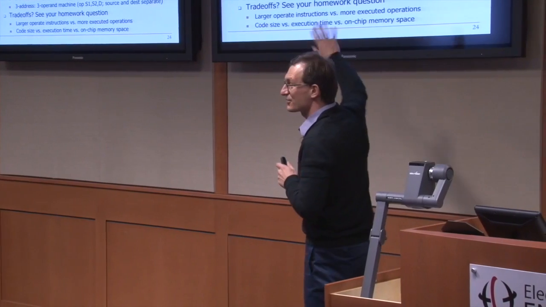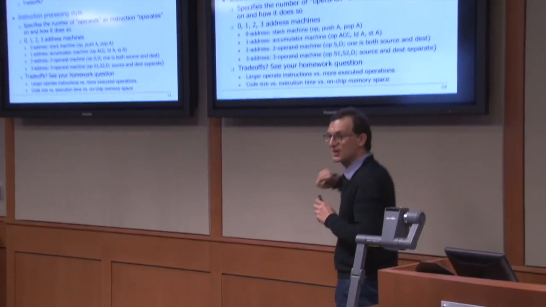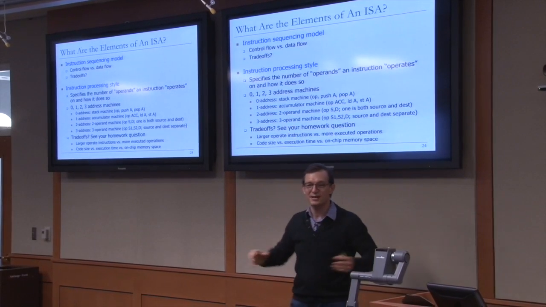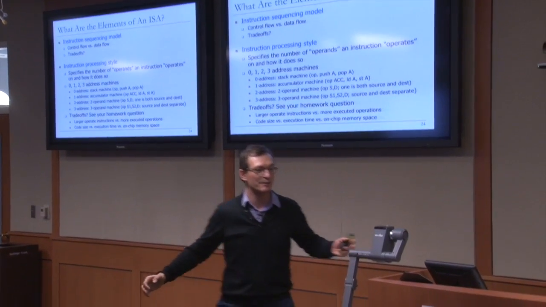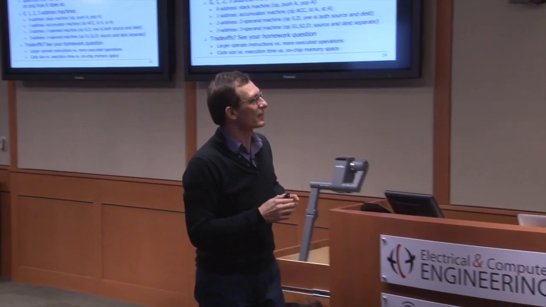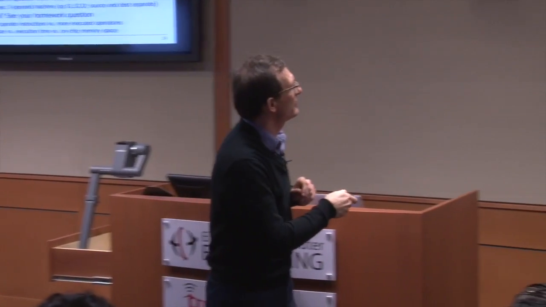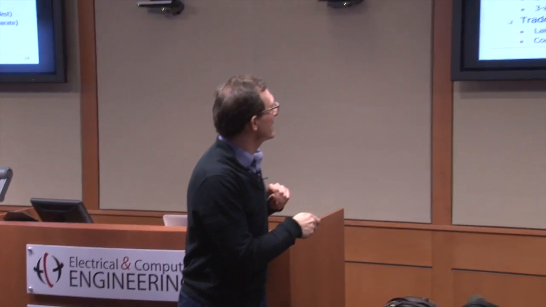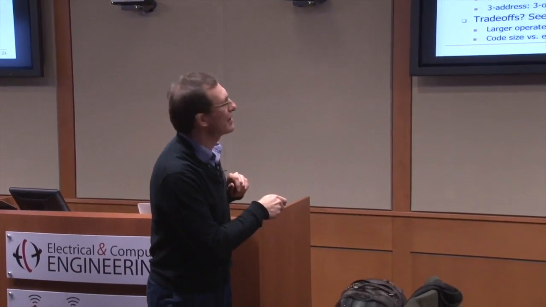So there are many trade-offs related to this, actually. I'll cover a couple of these. If you have a 3 address machine, now you need to specify the operands, right? Your instructions are bigger now. Whereas if you have a 0 address machine, your instructions are much smaller, but maybe you execute more instructions. You get much more compact code size with a 0 address machine.